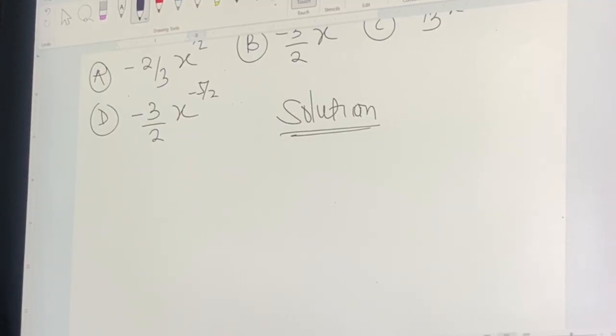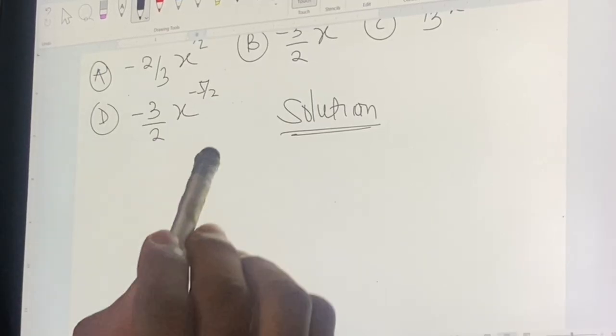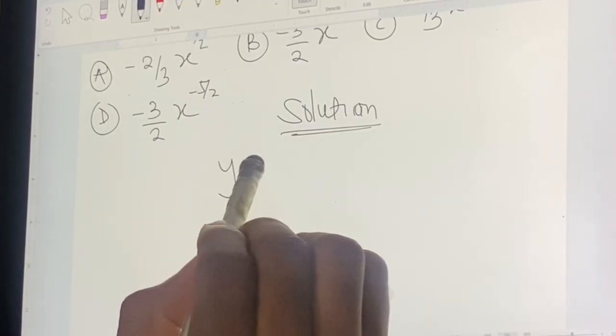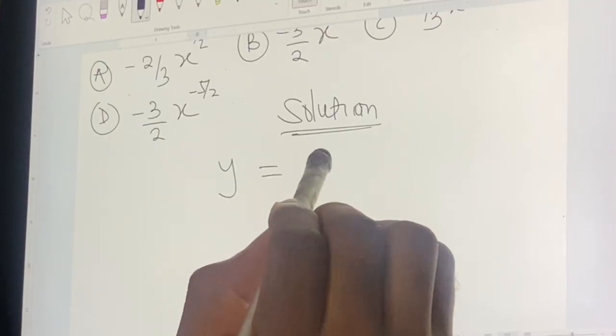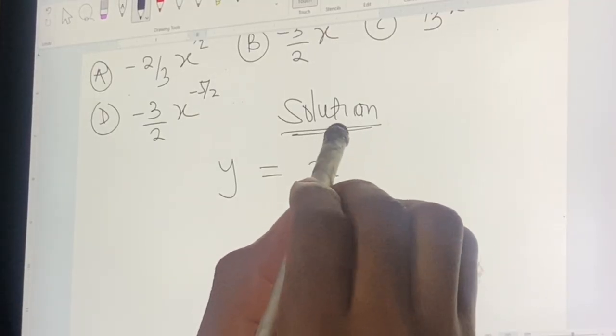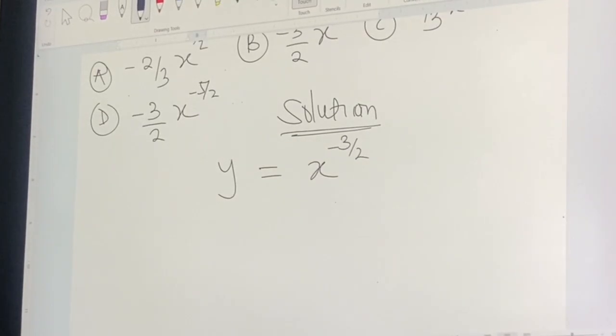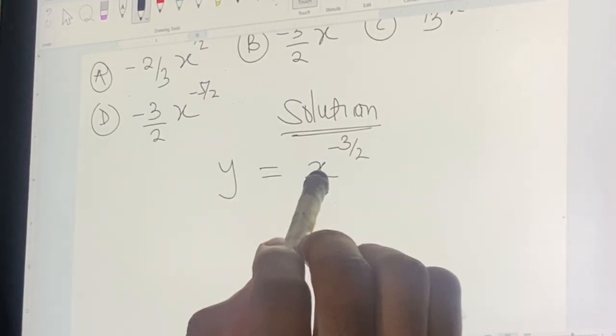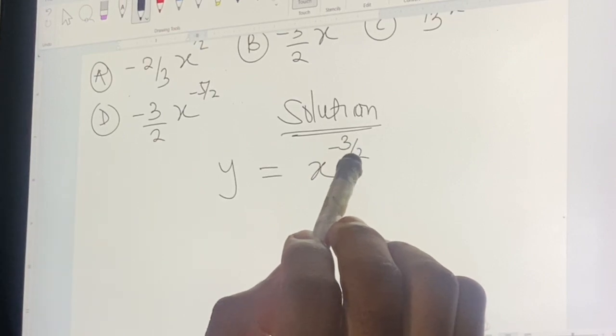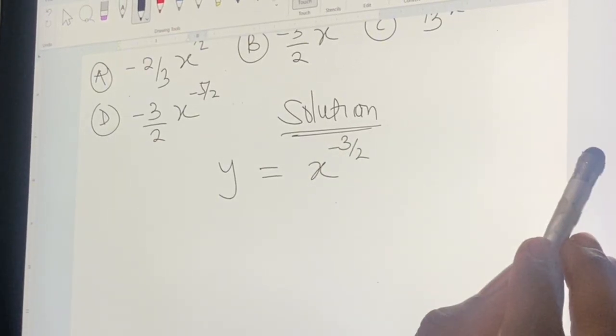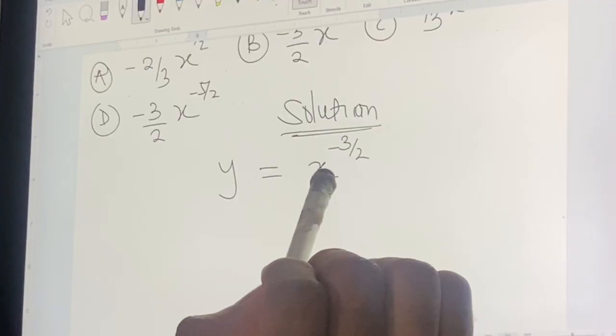Whenever you are given a question in differentiation, that is, whenever you're asked to find dy/ds, the first thing to do is to identify the function. We are given a function y is equal to s raised to the power of minus 3 over 2. The word function is the same as the equation. Now, y is equal to s raised to the power minus 3 over 2, and we are asked to find dy/ds.